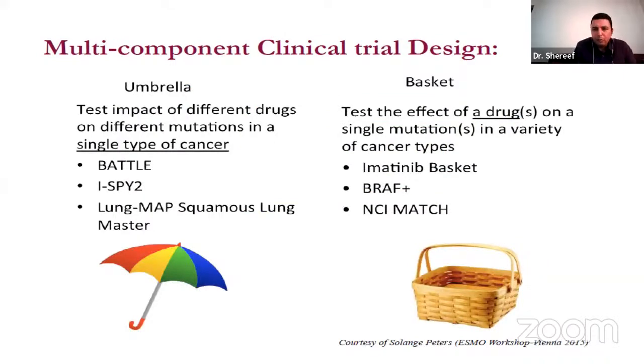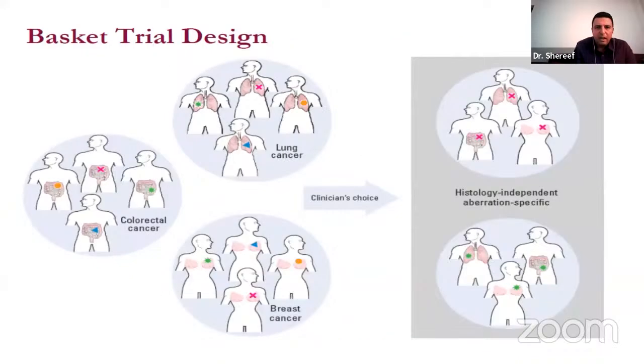Moving on to the other type, which is the basket trial. Basket is somewhat different. You have a single molecular abnormality or single mutation, and you are testing the activity of the target therapy against this mutation across different tumor types. And this cartoon will show how to proceed. You are looking for a certain molecular abnormality, for example, in lung, colorectal, breast cancer, and other tumor types, and you are testing a medication against this abnormality across these different tumor types.